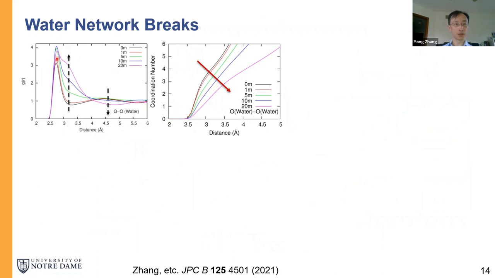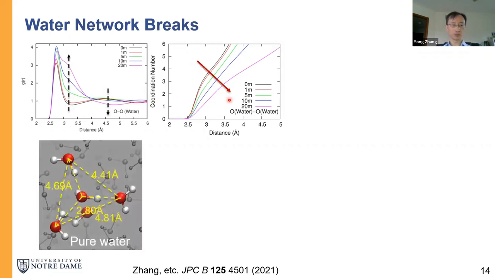This first peak, the intensity doesn't really change that much by position. With increasing salt concentration, we start to see a shoulder or second peak here. Also this peak, present in low concentration and pure water, decreases, and the overall coordination numbers are decreasing.